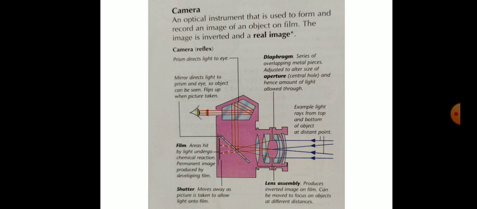So all the things we already discussed. Only the shutter is also mentioned over here in the camera. The shutter is above the film sensor, after the mirror. Then they also explain the diaphragm, a series of overlapping metal pieces adjusted to alter the size of the aperture, the central hole, and hence the amount of light allowed through. So the aperture basically controls the amount of light, and in the SLR we can also adjust it.